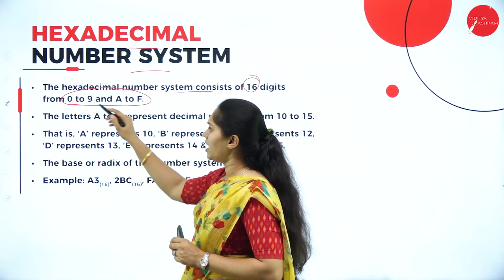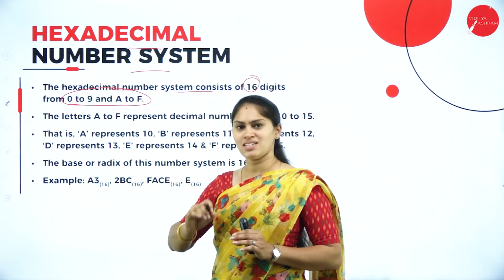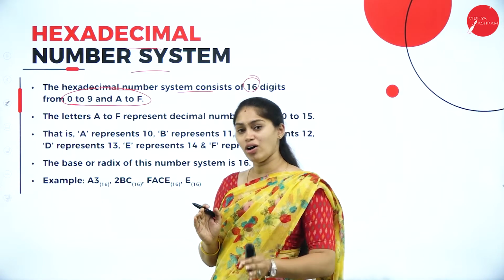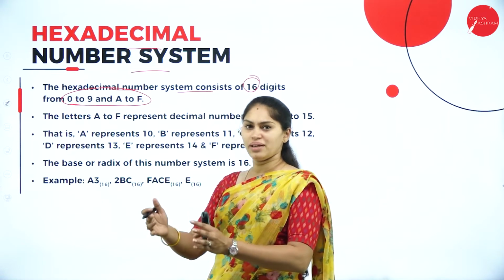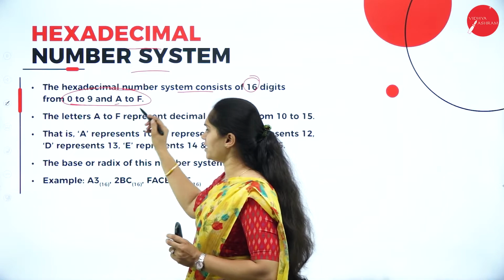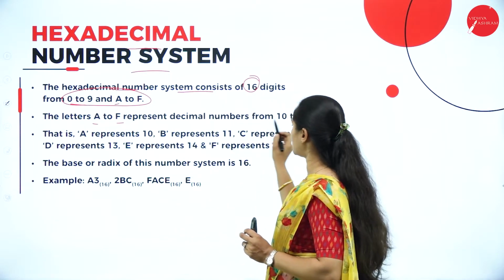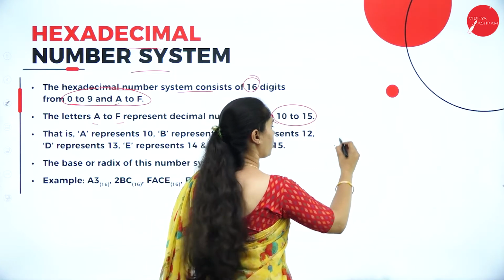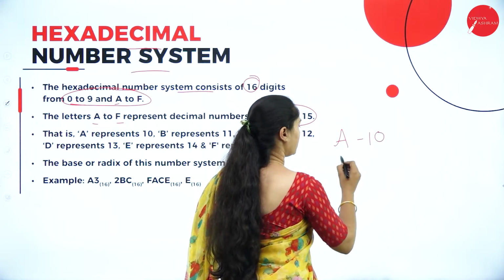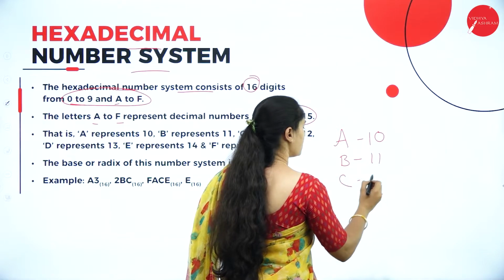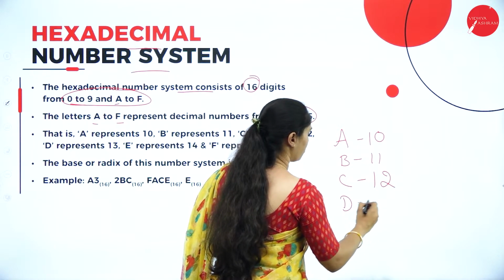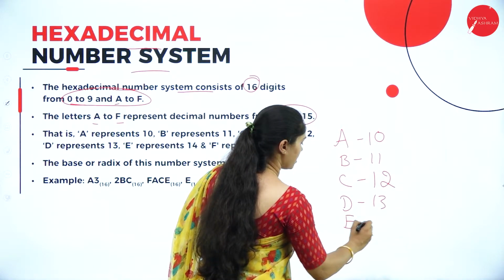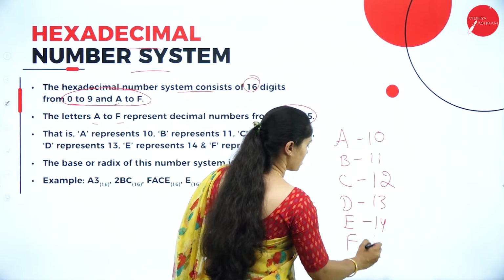Up to 9, no worries, that's all decimal numbers. After 9, what will be the value? That is A to F. So A to F represents the values from 10 to 15. Here you need to concentrate. A is 10, B represents 11, C represents 12, D represents 13, E represents 14, and F represents 15.